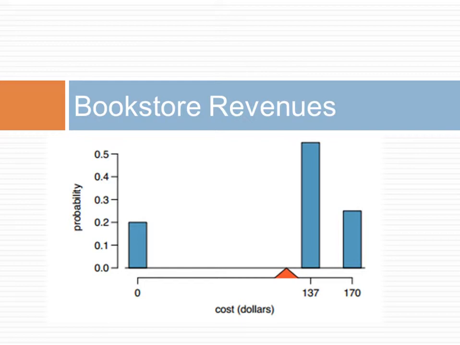Think of the expected value as a point that would balance the probability distribution of the events. For the bookstore example, this occurs at $117.85.